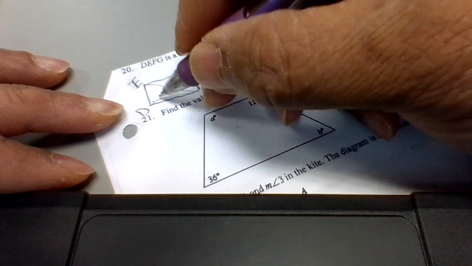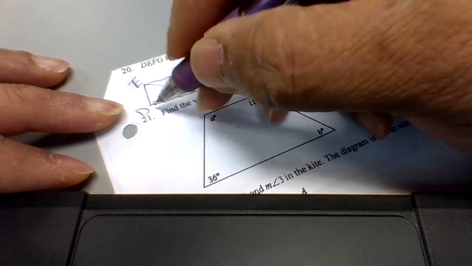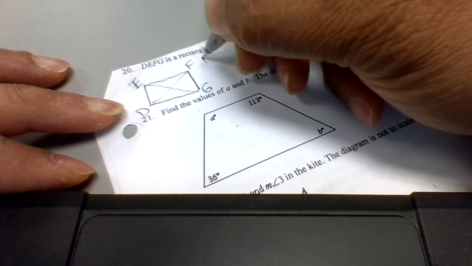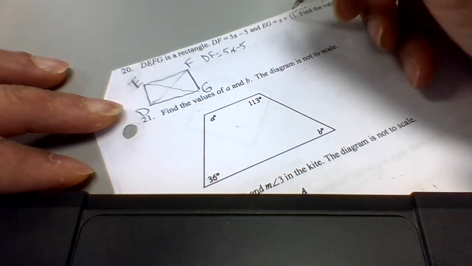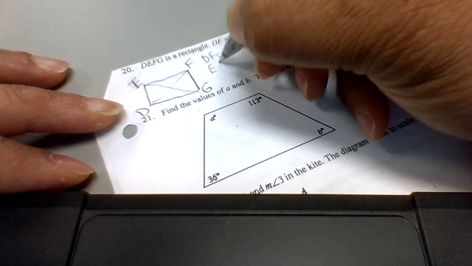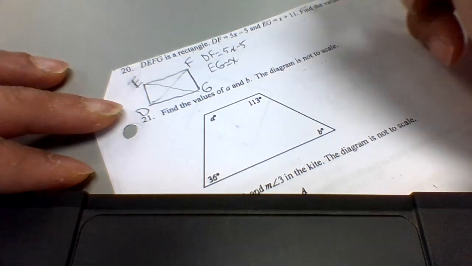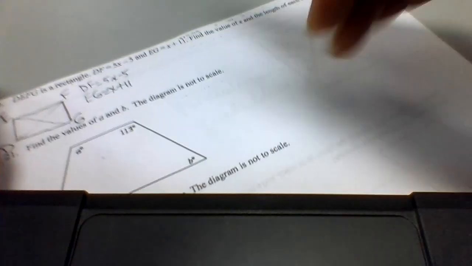So in a rectangle, the diagonals are equal to one another. So DF is going to be 5x minus 5, and EG is x plus 11. So we're going to set those two equal to each other.